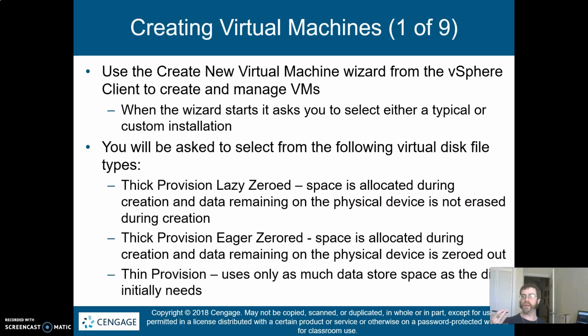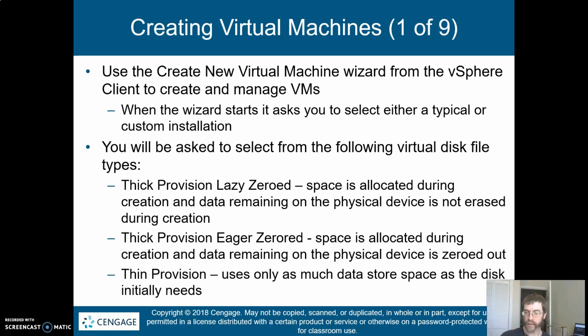You can use the new virtual machine wizard from your vSphere client to create and manage those VMs. You're going to either select typical or custom. There's a lot of commonalities here between how we do these things with, say, VMware Workstation and ESXi host. You're going to have to make a choice about how you're going to build that virtual disk file, whatever its size: thick provisioned, lazy zeroed; thick provisioned, eager zeroed; and thin provisioned.